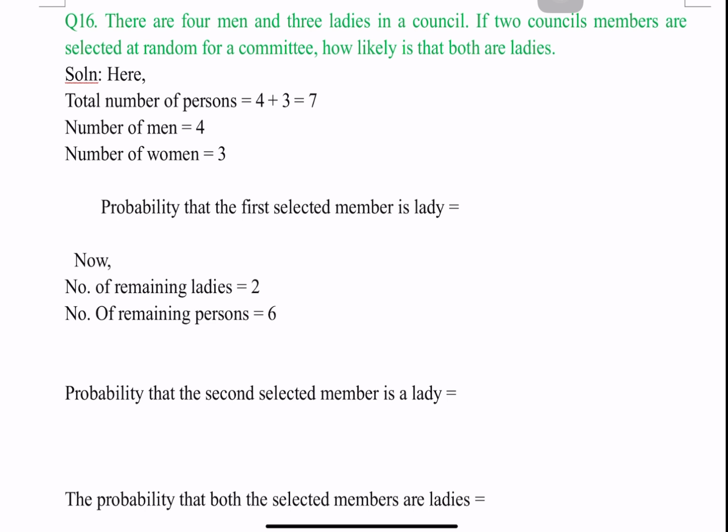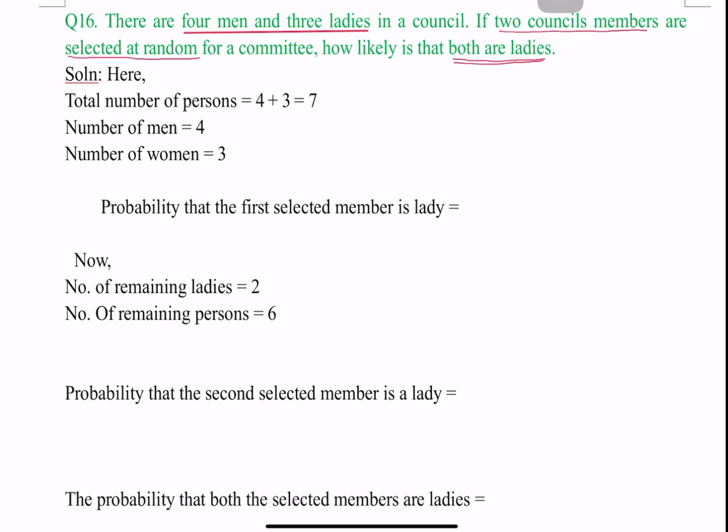Question number 16. Let us read the question. It is similar to question number 12. Here, this is a probability question. Now look nicely. 4 men and 3 ladies are in a council. If 2 members are selected at random to form a committee, how likely is it that both are ladies? So the question here is both are ladies, like before, where both cards were diamond. In the same way, let us solve here.